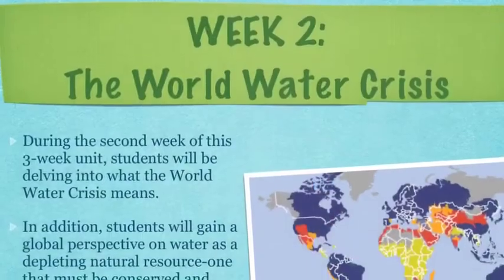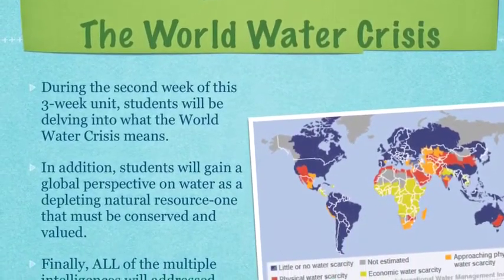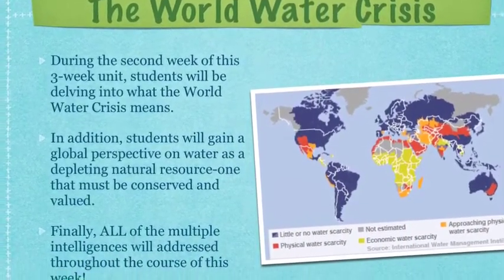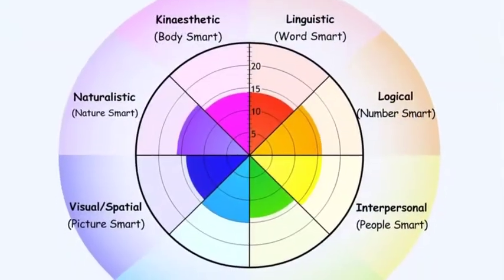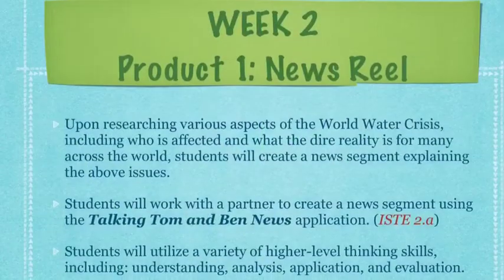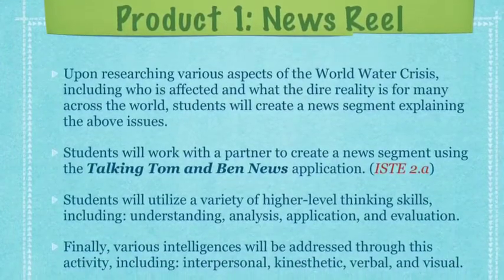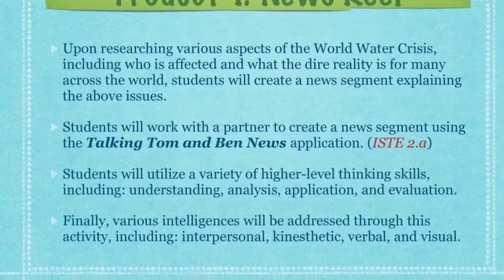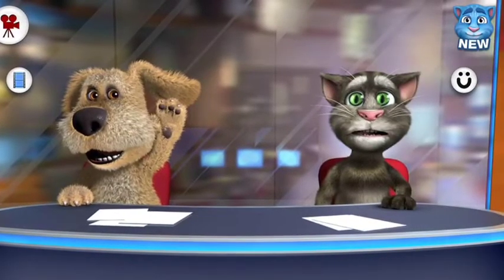Week 2 focuses on the world water crisis. Students will gain a global perspective on this drastic reality during the activities and projects set out for this week. In addition, all of the multiple intelligences will be addressed. Students will begin by creating a newsreel using the Talking Tom and Ben news app. Verbal and kinesthetic learners will particularly enjoy this project, where higher-level thinking skills such as analysis and application are touched upon.